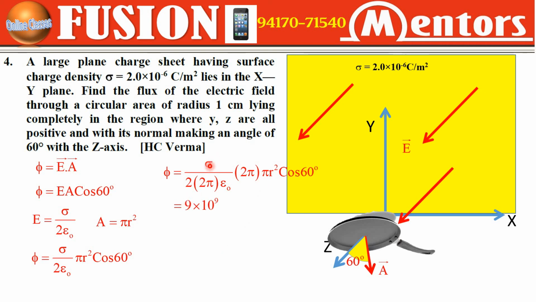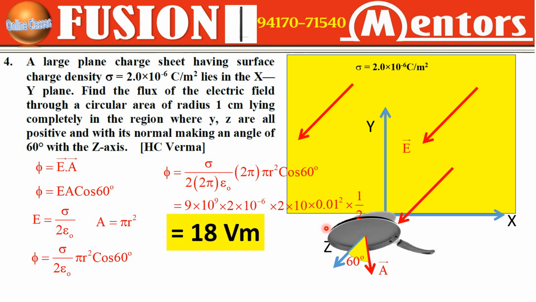So 1 by 4 pi epsilon naught, 9 in 10 power 9, value of sigma given 2 in 10 power minus 6, then 2 and pi square equal to 10, then radius square, radius is 1 centimeter, you have to change it to meter. So 1 by 100 means 0.01, and r square means 0.01 square, into cos of 60 means half. So I leave the calculation to you, and the answer is 18 volt meter.